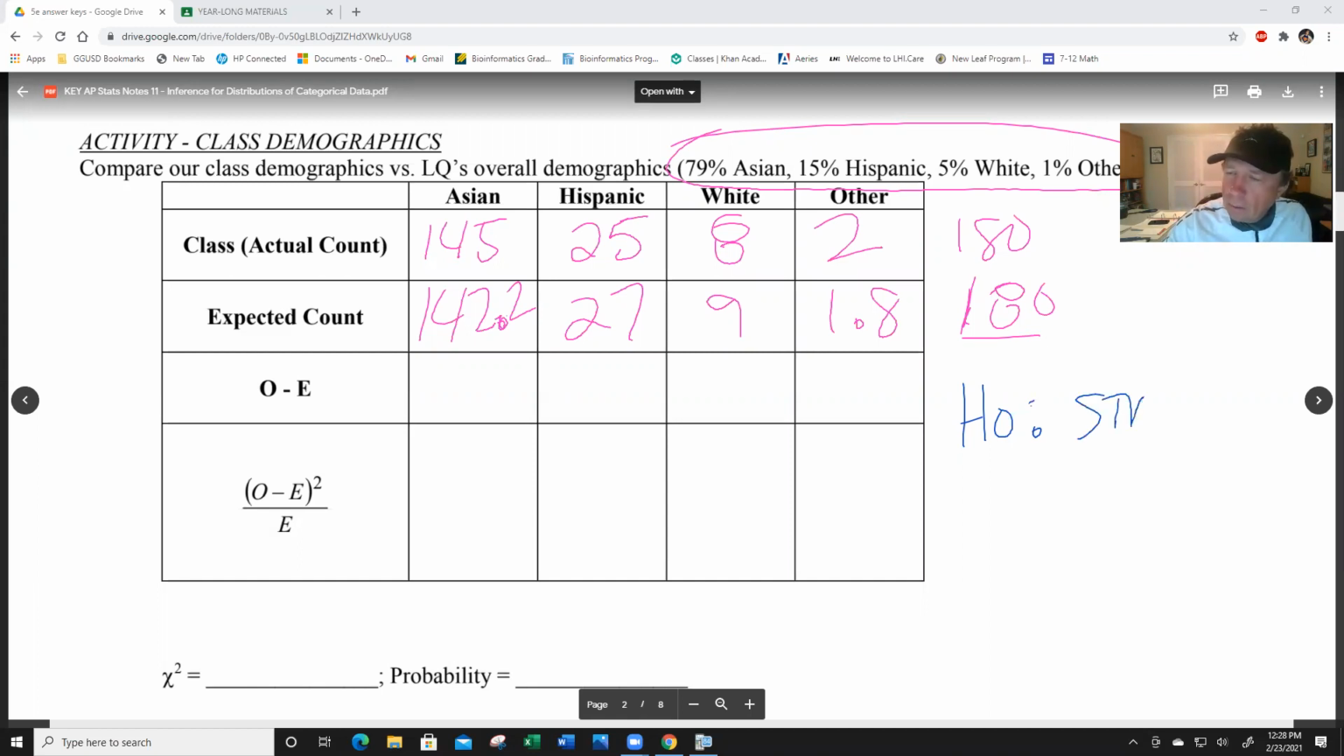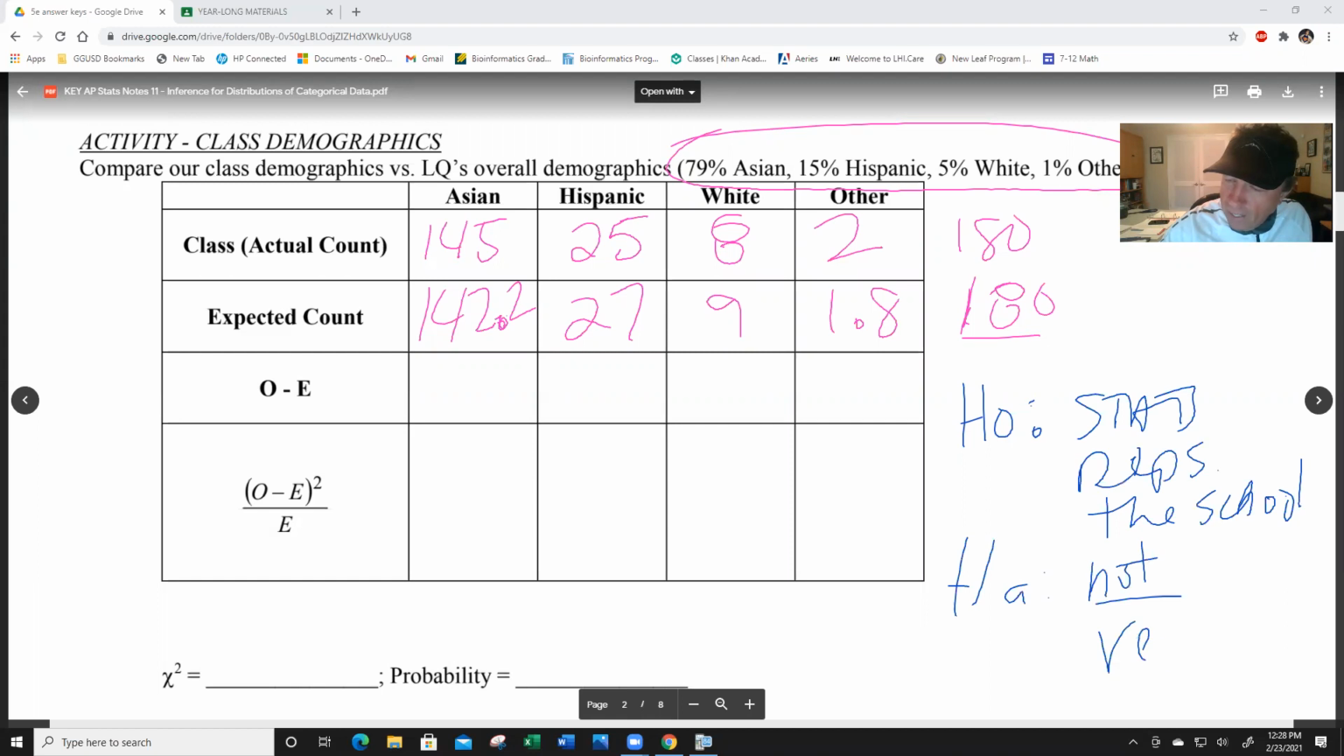Stats represents the school, right? Demographically. I'd write more than that, but I'm running out of room here. HA would be, I'm going to do it really quick. It's not representative, right? Does that make sense to you? Because it would be very different. Not representative. Okay, fine.